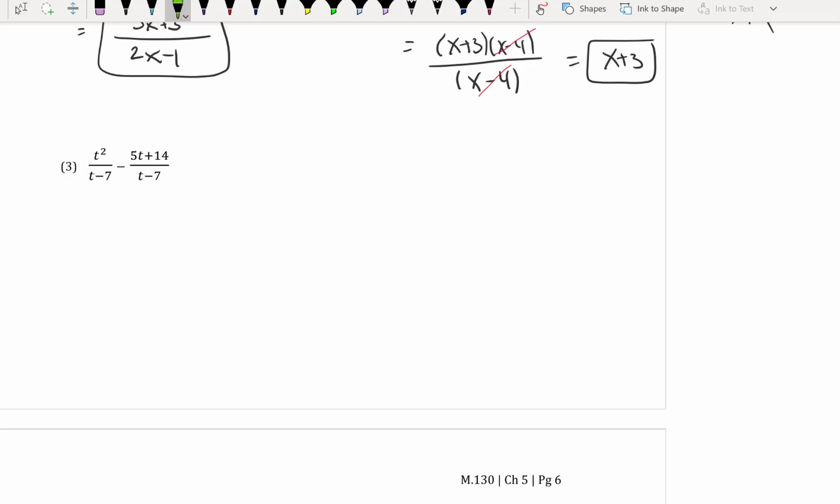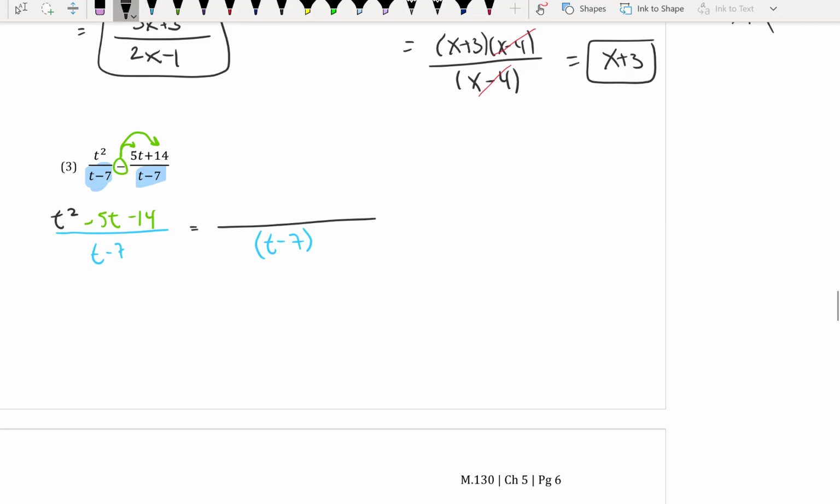So it looks like I definitely have this subtraction, so I have to distribute that. So I'm going to have my t squared, and now I have a minus 5t minus 14. And don't forget that your denominator is the same. So I'm going to have a t minus 7 in my denominator. Now to factor, well, t minus 7, the denominator, doesn't change.